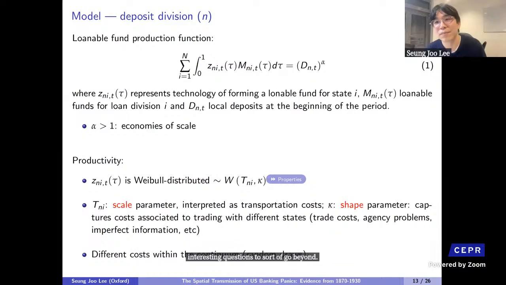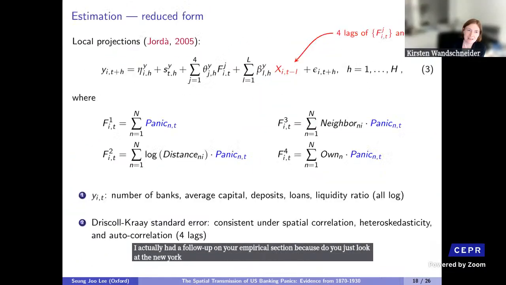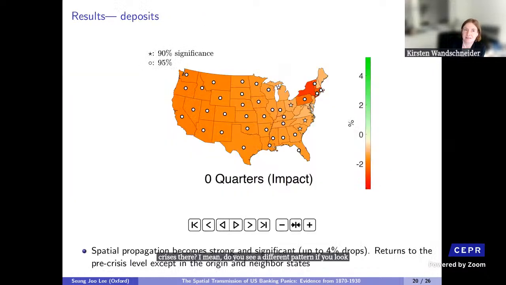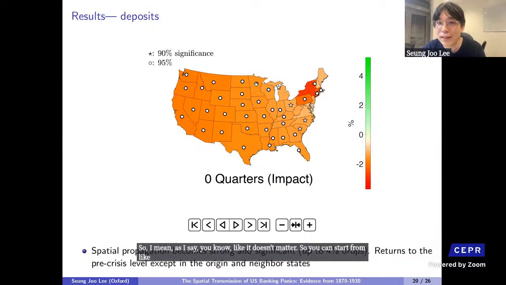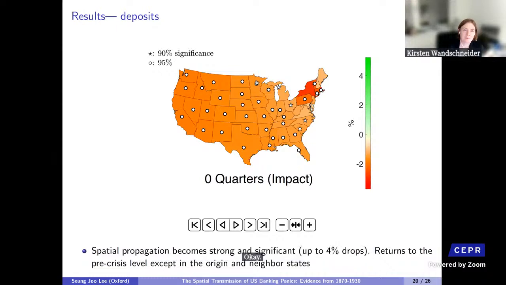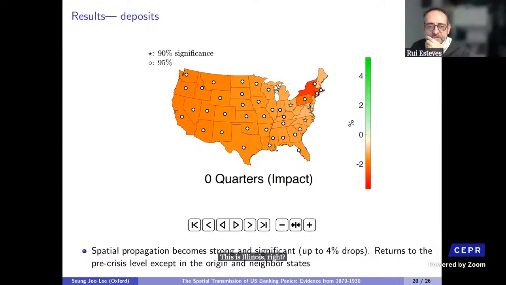I actually had a follow-up on your empirical section, because do you just look at the New York crises there? Do you see a different pattern if you look at Illinois? As I say, it doesn't matter. You can start from, say, Michigan, and then the pattern is going to be the same. Michigan is here. This is Illinois, right? No, Illinois is further down. Minnesota. Yeah, be careful with the great state of Michigan.